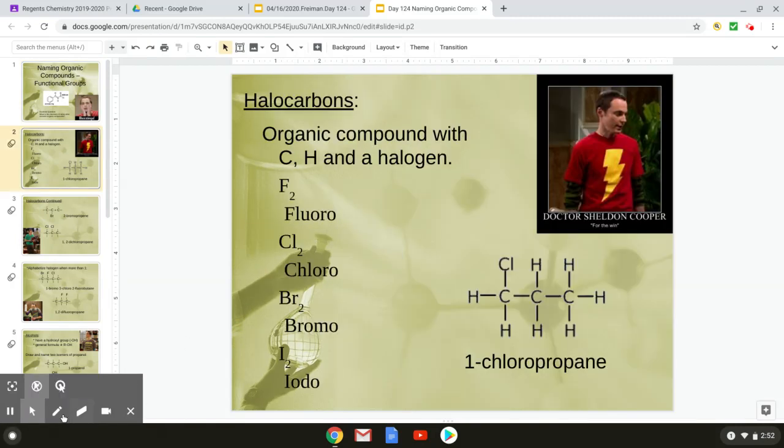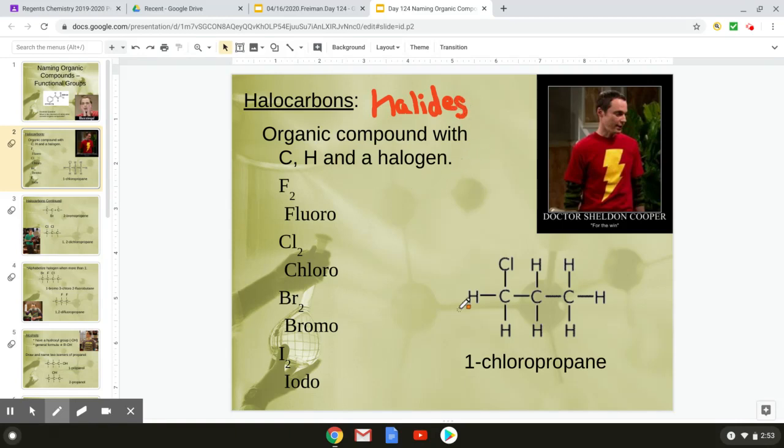The first functional group to go over today are what are called halocarbons. Halocarbons are also called halides. A halide is anything from group 17 of the periodic table. Group 17, do you remember what that group is called? Yep, you got it right, the halogens. So a halogen is also known as a halide. So halocarbons are also called halides because they're halogens.